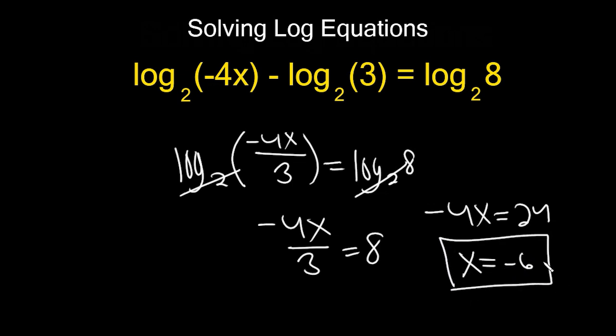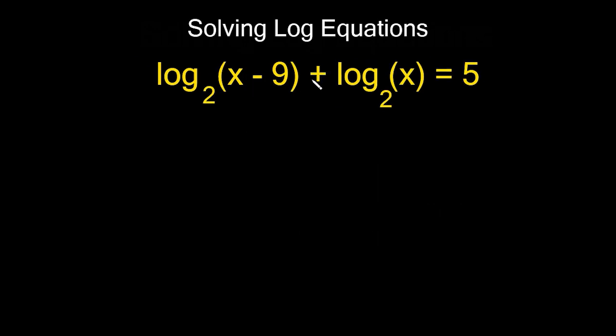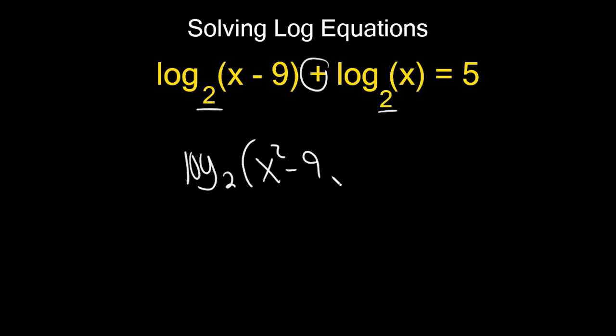Okay, so let's go ahead and try 2 more examples. So here's our next example. This one's a bit different because we have addition, but we do have the same base here and here, meaning we can use properties of logarithms. And if you have an addition sign, meaning you're adding, we can actually condense it down by using multiplication. So what we're actually going to end up doing, we're going to do x minus 9 times x. So when you do that, you get log base 2 of, well, x times x will give you x squared. And then negative 9 times x will give you negative 9x, right? And then equal to 5.